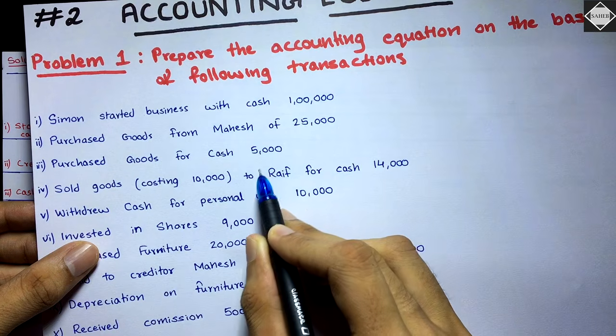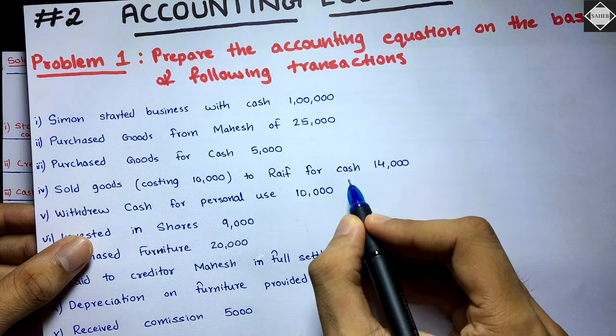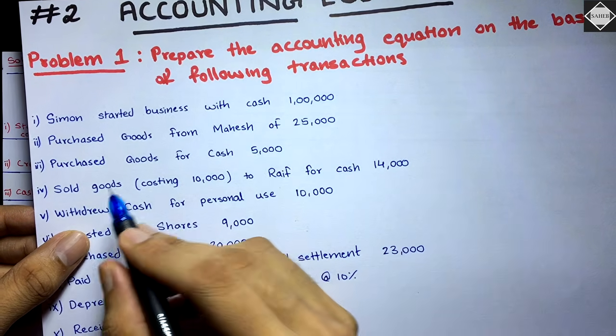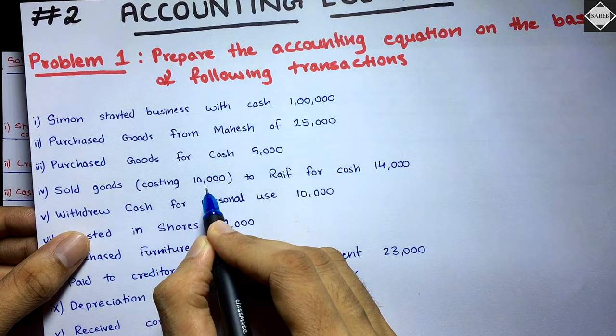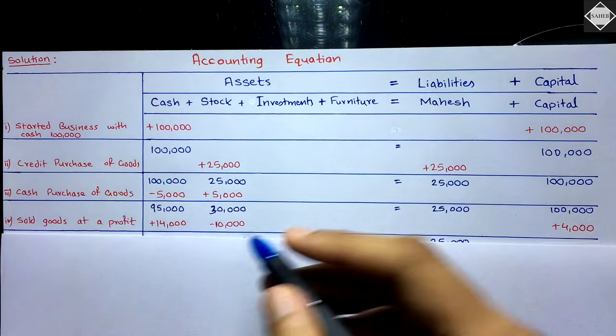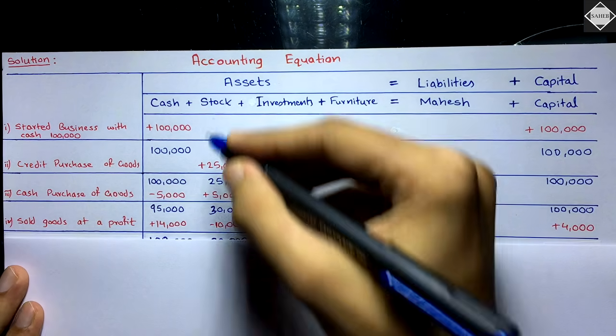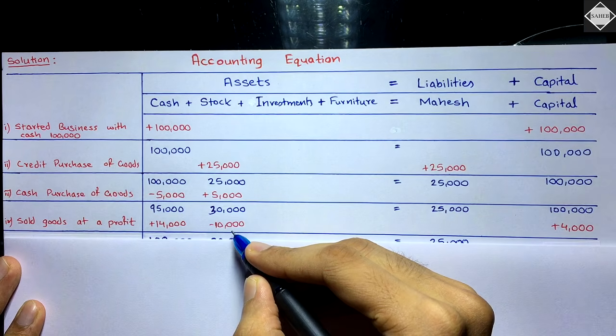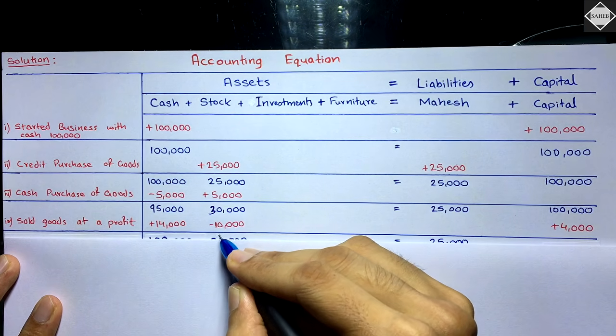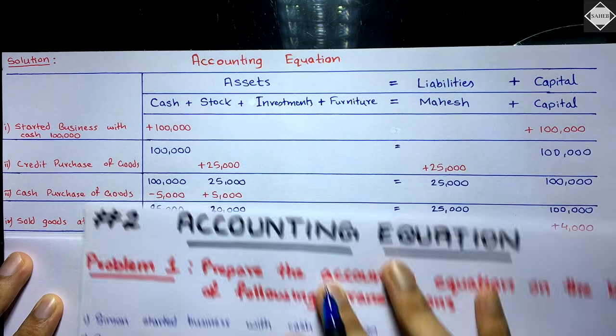Now of course the name is completely ignored because this is a cash transaction. So what is happening? I told you, sold goods costing 10,000. So you will reduce the stock by 10,000 only. Always remember, in the stock you will only deduct the cost price. Always cost price. So minus 10. Fine. Is that okay?